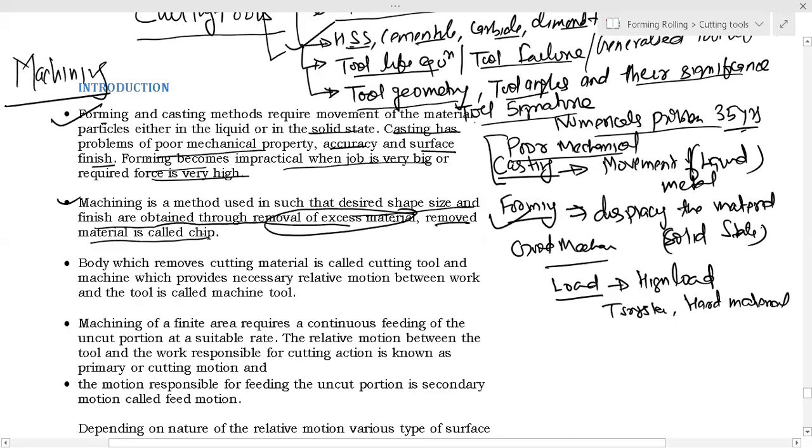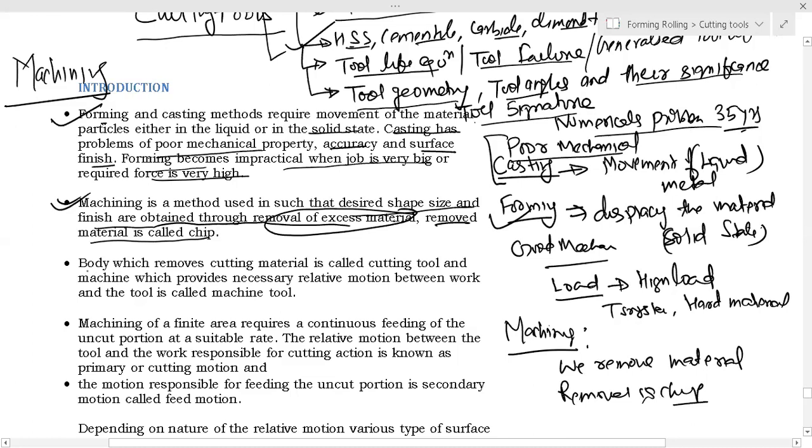Removed material is called chip. So now you have machining. Already we discussed machining during the casting process. Right now machining also has some issues. It cuts fiber, and it has less mechanical property than forming. So basically we remove material, and that removed material is chip.